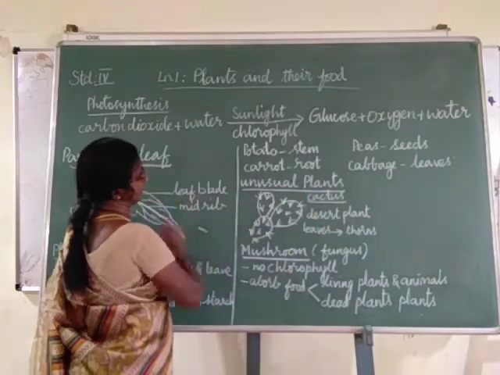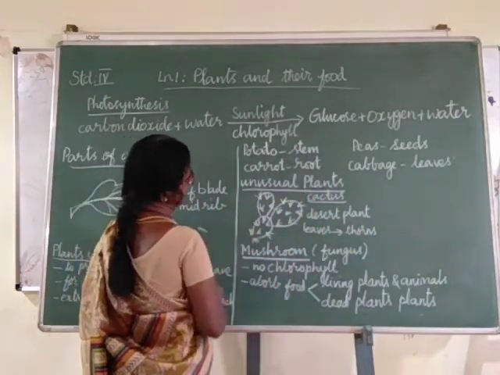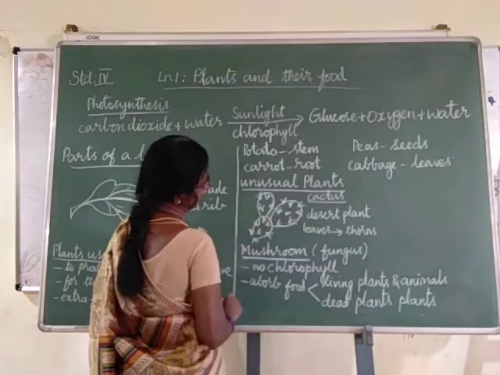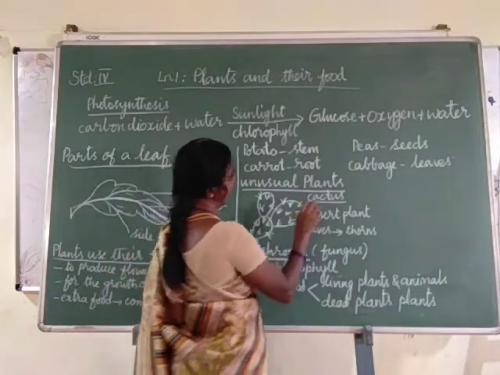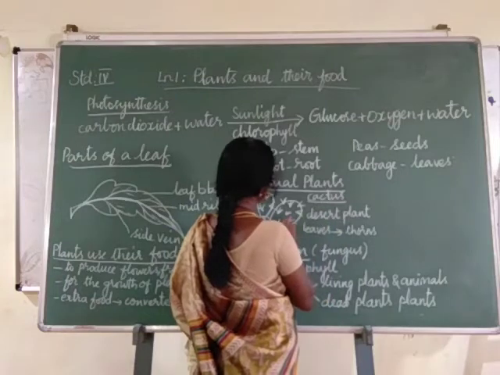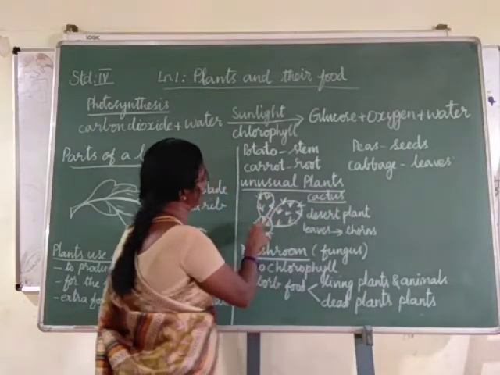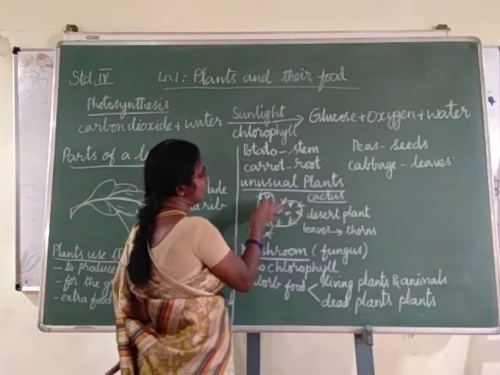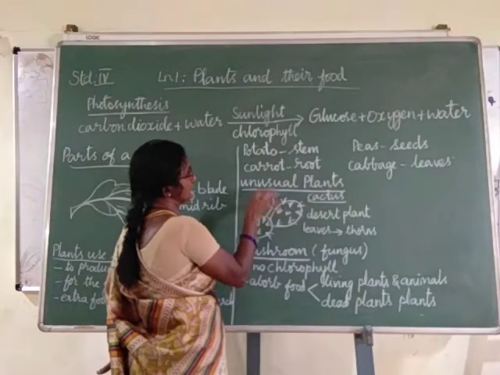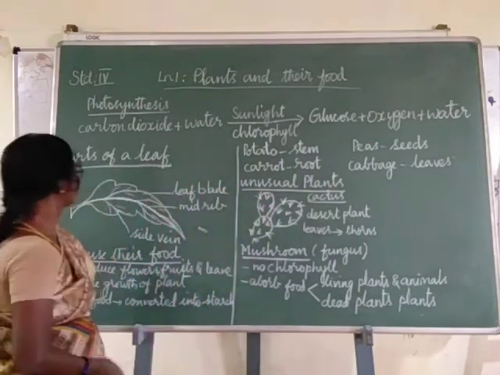Next, unusual plants. This is a cactus plant. It is a desert plant. In deserts, the plants are dry and there is scarcity of water. Here, in this plant, there are no leaves. Then how do they prepare food?